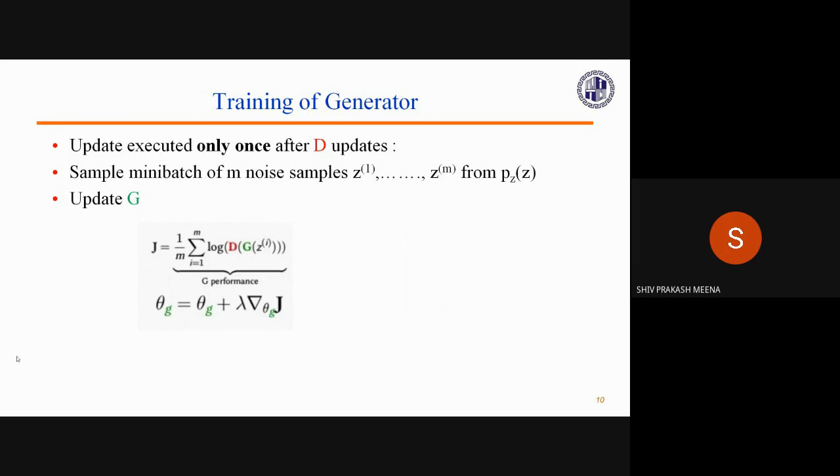So how do we update theta G? The first theta G is the new weight of the generator, the second theta G is the old weight, lambda is the learning rate, and del of J is the derivative of the loss function. Here we take m samples of noise. From the next slide, my friend will continue.